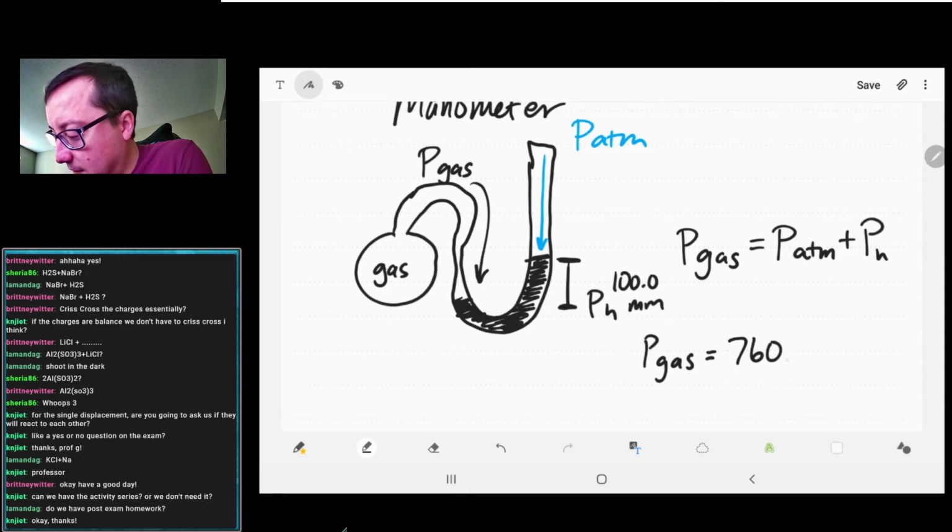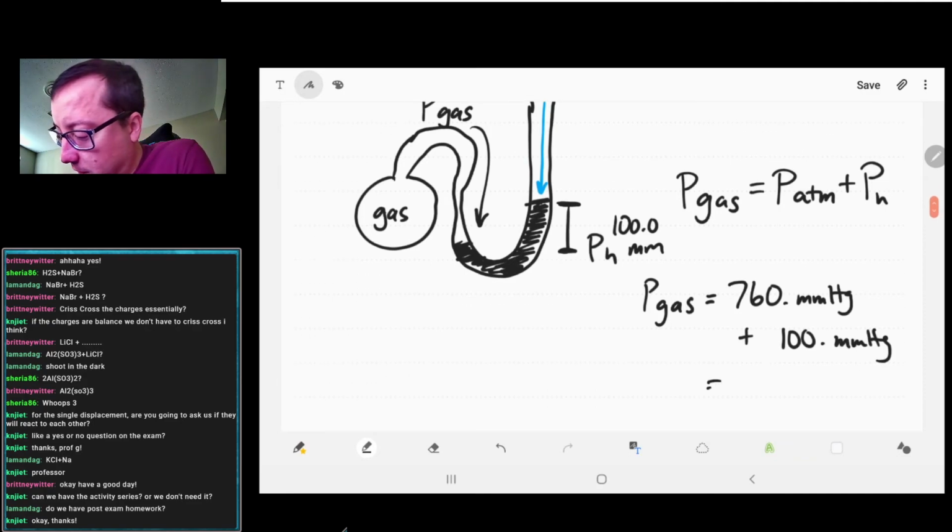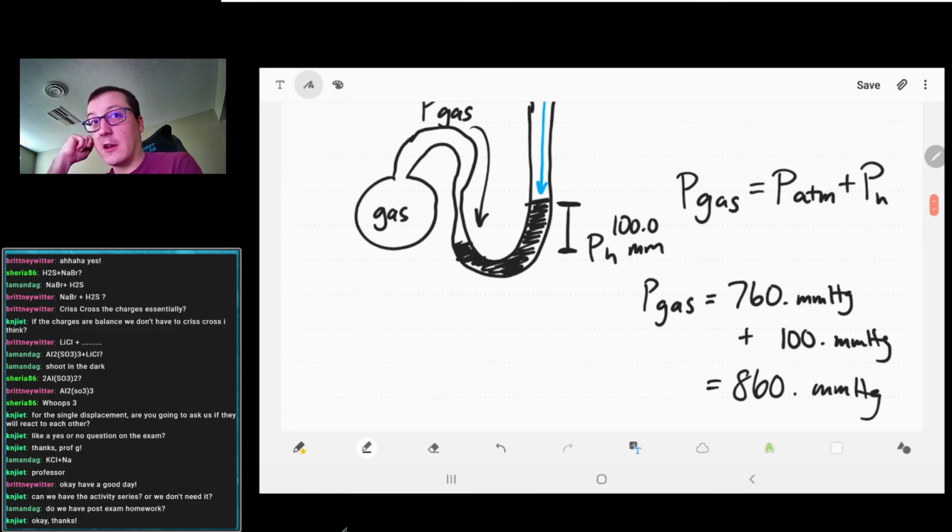you would say, okay, your gas, let's say this was done at sea level, would be 760 millimeters plus 100 millimeters of mercury. And lo and behold, you get the magic number of 860 millimeters of mercury. So your gas is exerting a bit more pressure in this case. It could be the opposite.